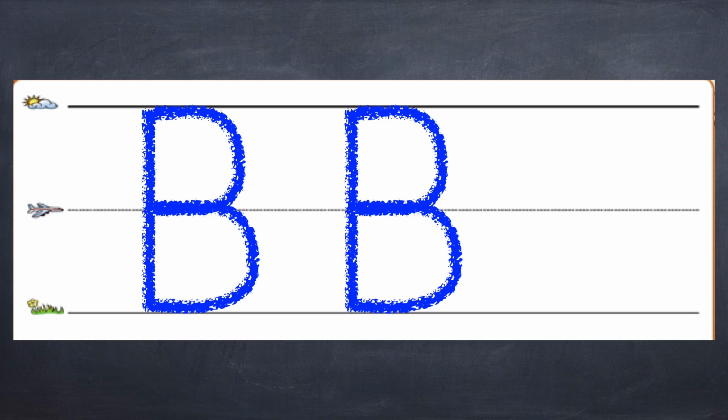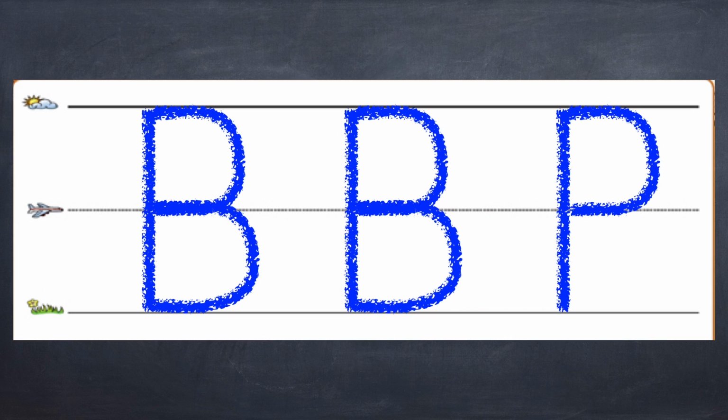Start back up at the skyline, draw a line down to the ground line. Go back up to the skyline to make your 2 bumps. Go out, around, down into the airplane line, then again, go out, around, down into the ground line.